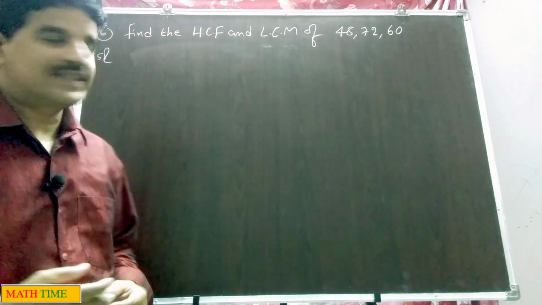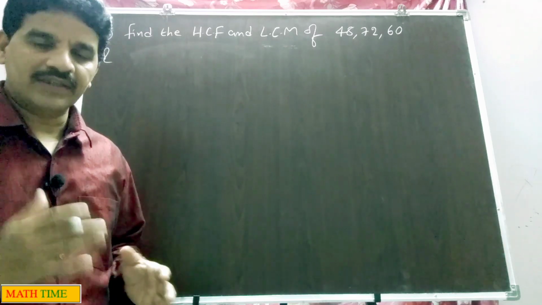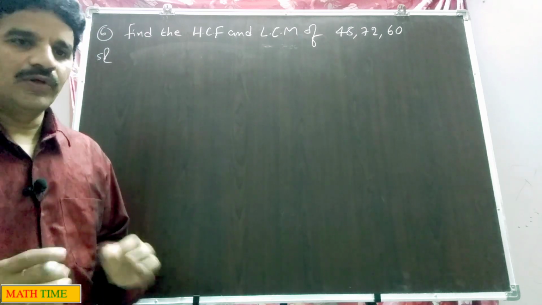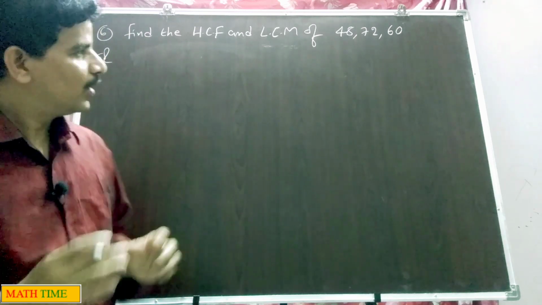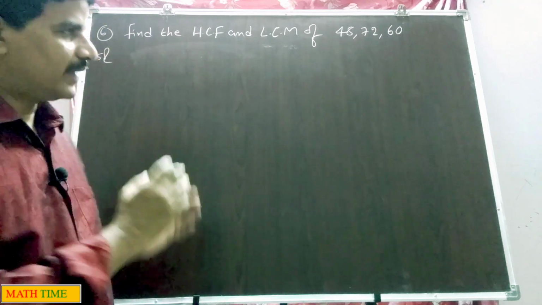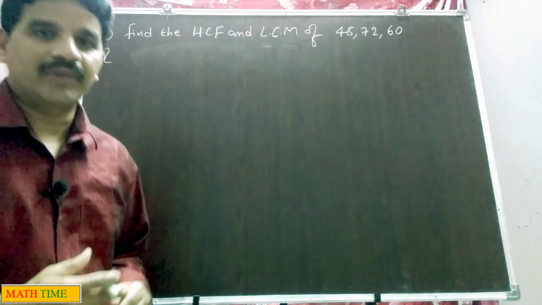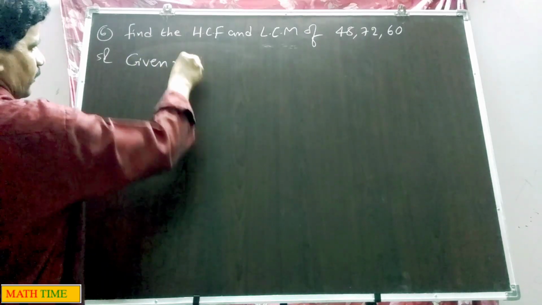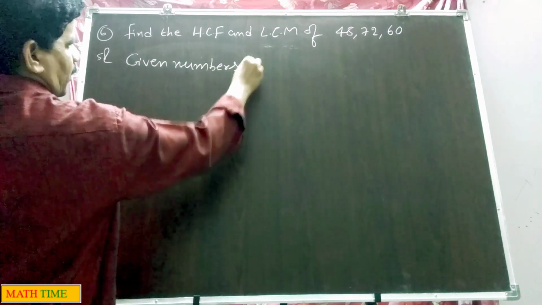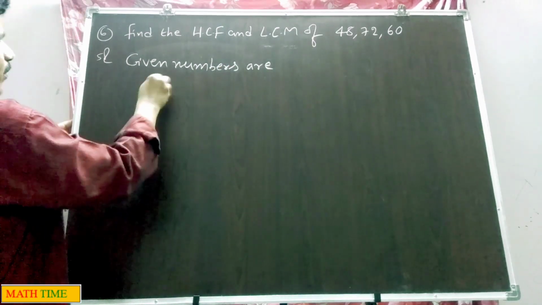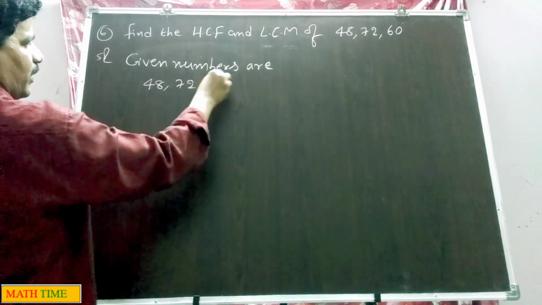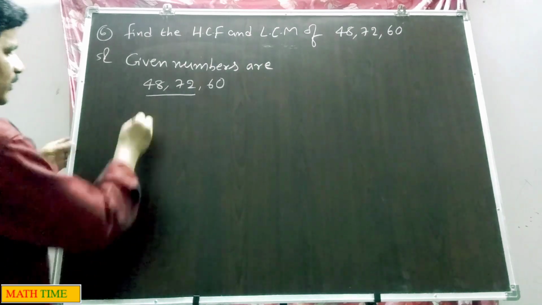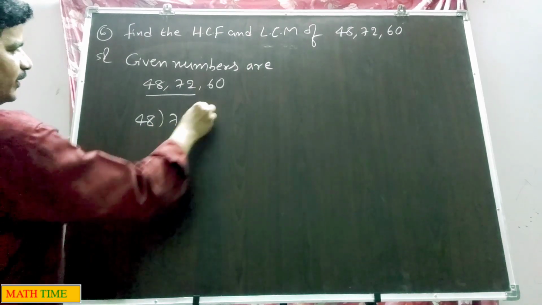Question number 6. Find the HCF and LCM of 48, 72 and 60. When 3 numbers are given, find the HCF of any 2 numbers. Then we have to find the HCF of the HCF we got and the remaining number. Let us see. Given numbers are 48, 72 and 60. First take any two numbers. I would like to take these two numbers, 48 and 72.